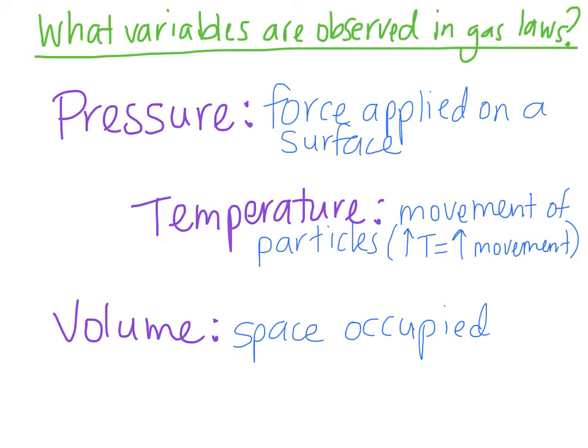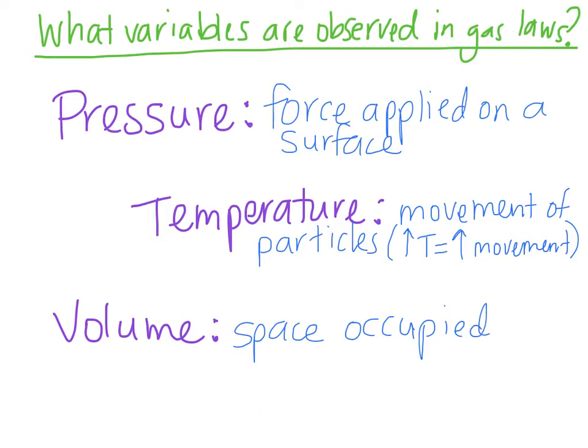we have their definitions down, you need to know that pressure is a force applied on a surface. Temperature is not about how hot or cold it is. Temperature, you need to change that in your head to about how fast the particles are moving. The higher the temperature, the more the particles are moving. And then obviously volume is the amount of space occupied by a substance.